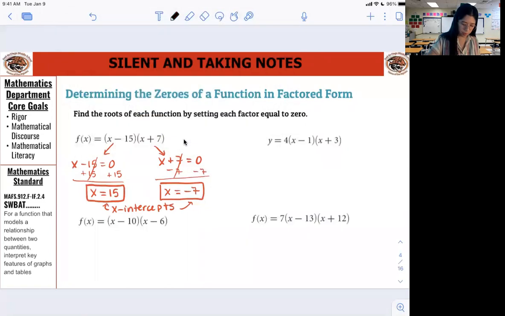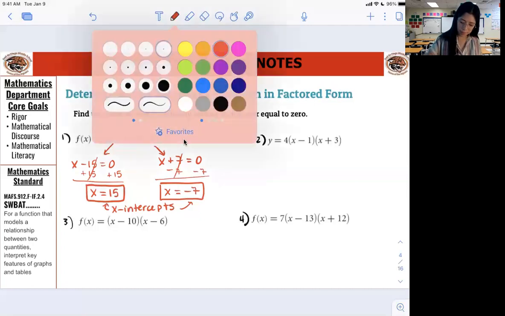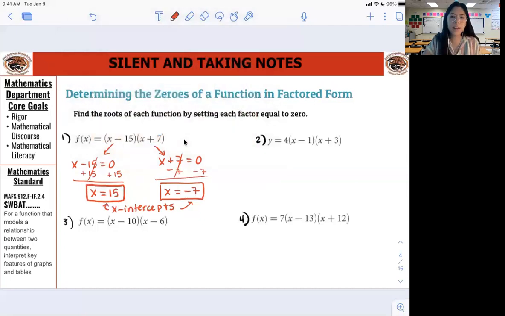Let me label these. So number 1, let's do number 2. Same thing. There's only one key little difference in this example. What's different about number 2 that number 1 didn't have? Yeah, we have an A. So remember, the A is there to tell you certain things about the function. So if A equals 4, what do I know? It's upward and stretched.